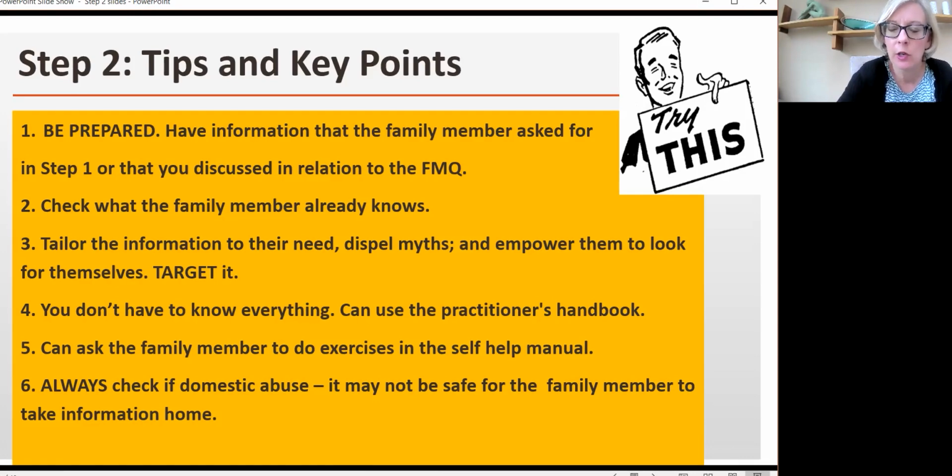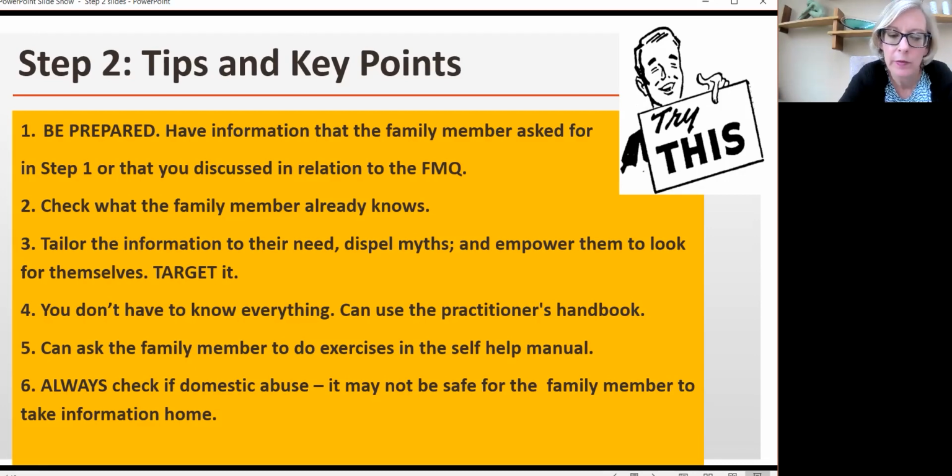Also, this step can create quite a lot of anxiety for the practitioner, but you don't need to know everything. Sometimes the family member might ask for something quite technical and it's information that we don't know. And of course, that can actually be worked to our advantage. So you can work collaboratively with the family member to obtain that information, say by doing an internet search at the time. And that can empower the family member to see they're also quite capable of finding out the information for themselves. And there's lots of information in the self-help handbook. And that can also encourage the family member to do some of the exercises in that handbook.